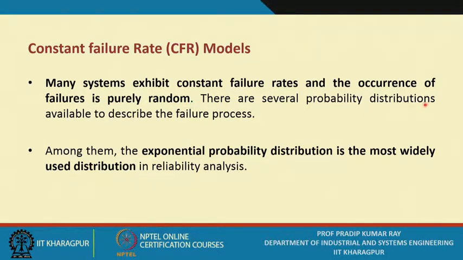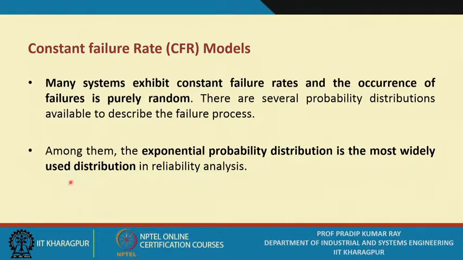There are several probability distributions available to describe the failure process. Is it okay? So the choice is yours. That means you have to collect data, analyze the data, and then check, and you must know the physical system. There must be some physical basis for assuming certain distributions, or the distribution is in empirical form. So these distributions can be either in the empirical form or in the standard form. So that exercise you have to do.